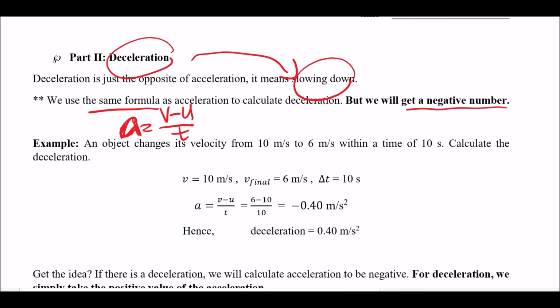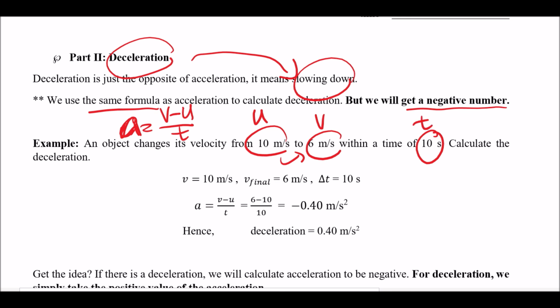Okay, an object changes its velocity from 10 to 6. That means starting u is 10, finally v is 6, within a time of 10 seconds. So you can see from 10 to 6, this is slowing down, right? So decelerating within a time of 10 seconds.